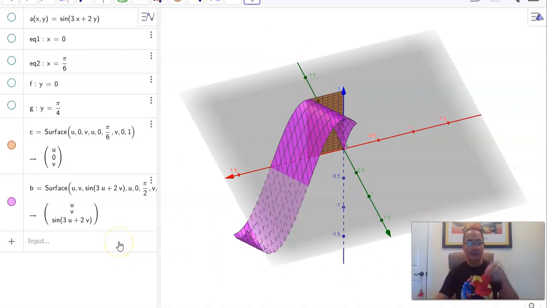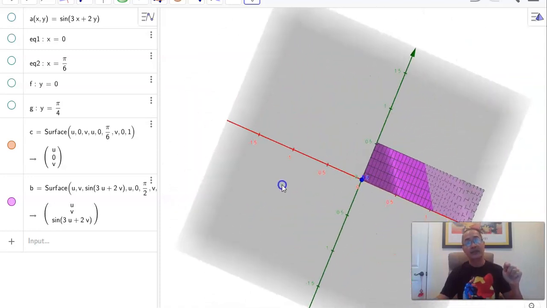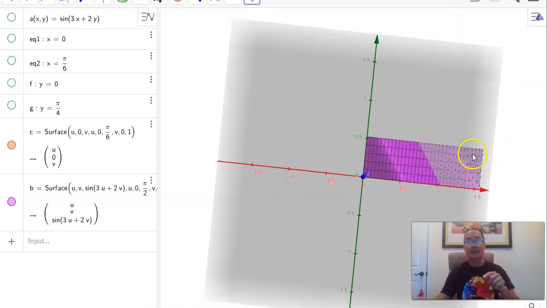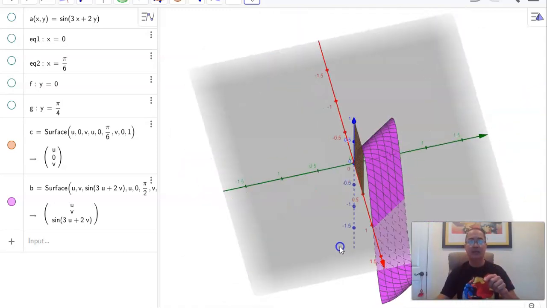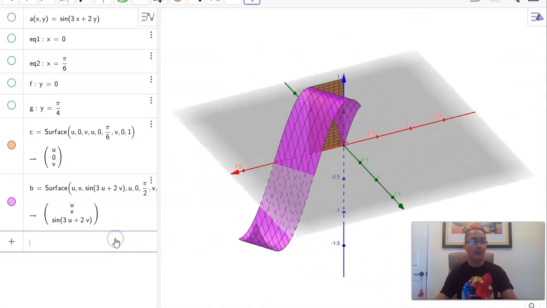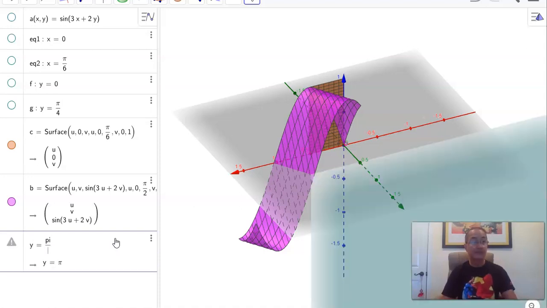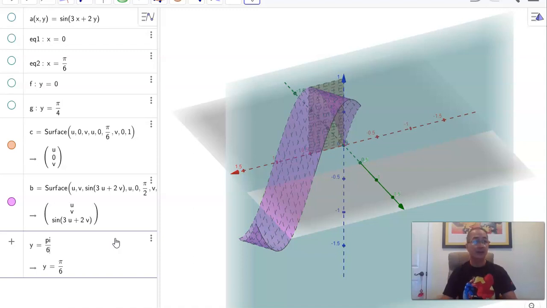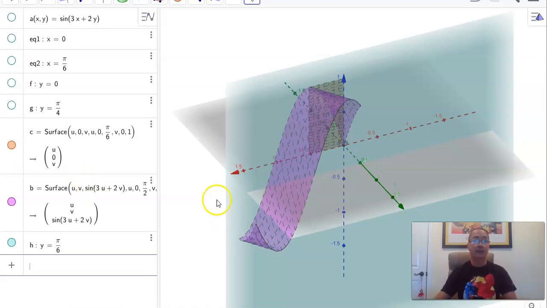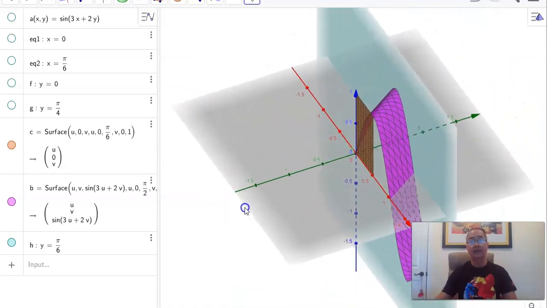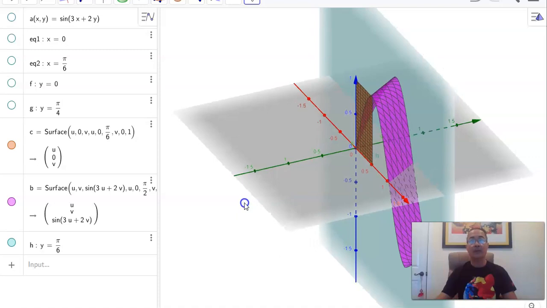What about our boundaries? We had AB and BC, but we also have the top. That top is just the horizontal line at pi over 6, which we actually see right there. This is pi over 6. So let's start with that. The top wall is y equals pi over 6. So that is one wall of our domain.